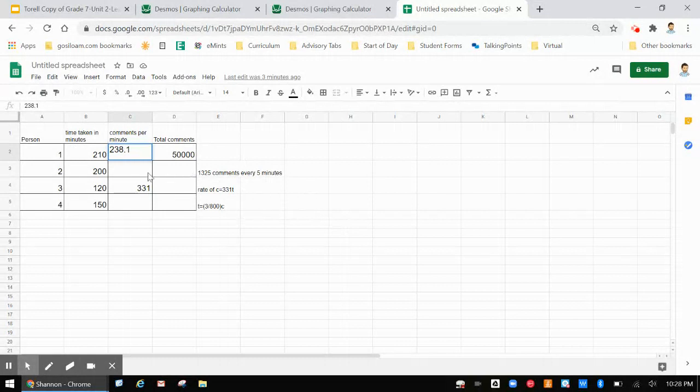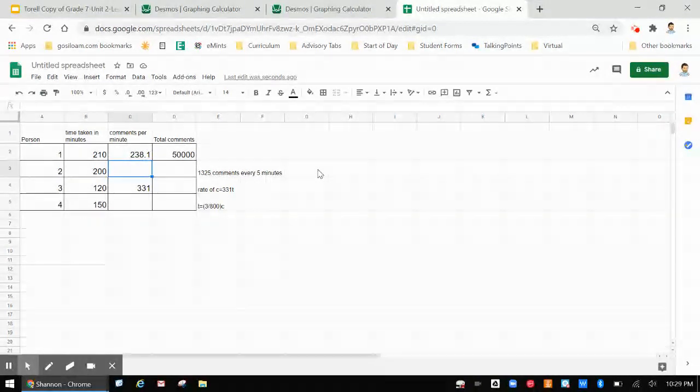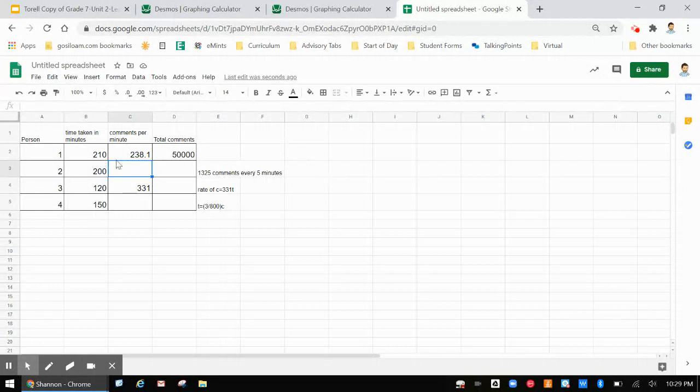All right. So, what's this one saying here? Person 2 took 200 minutes, and then it gave us this other information. It says 1,325 comments every 5 minutes. So it's not quite as easily converted, but it is giving enough information so we could do this. So how would we go about doing that?